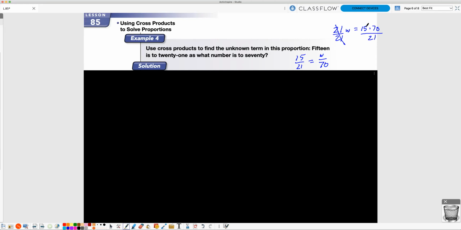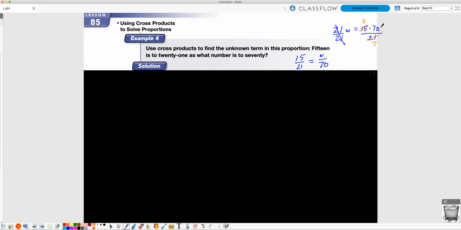And instead of taking 15 times 70, I see that there are some numbers that are a little bit compatible here, because I see that 15 is divisible by 3. 15 divided by 3 is 5. 21 divided by 3 is 7. And now look what happens.